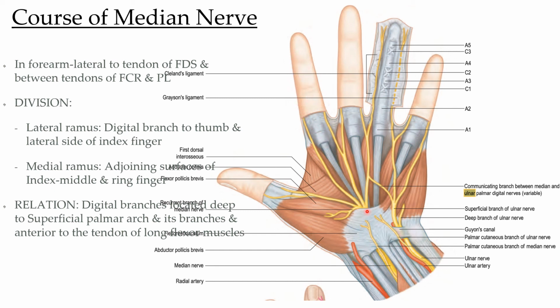The medial ramus divides into two common palmar digital nerves, each of which will divide into proper palmar digital nerves and provide cutaneous innervation to the adjacent parts of the second and third digits and the third and fourth digits. This medial branch of the medial division provides a communicating branch to the ulnar nerve.